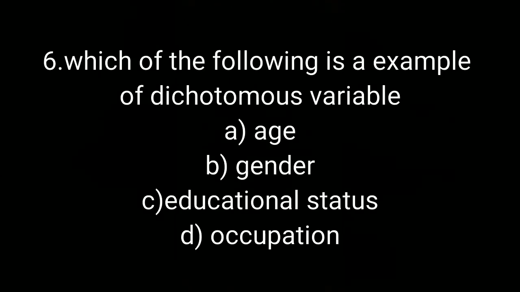Now the next. Which of the following is an example of dichotomous variable? And the options are age, gender, educational status and occupation. And the correct answer is gender.